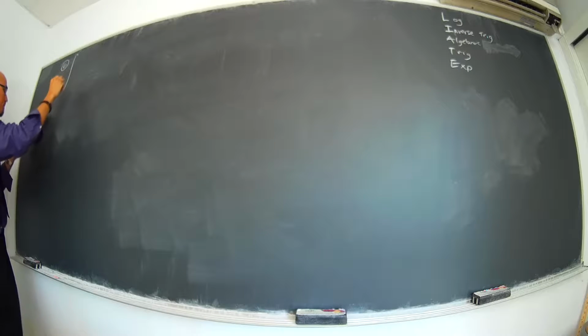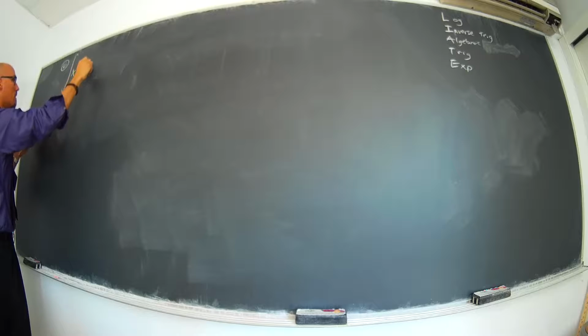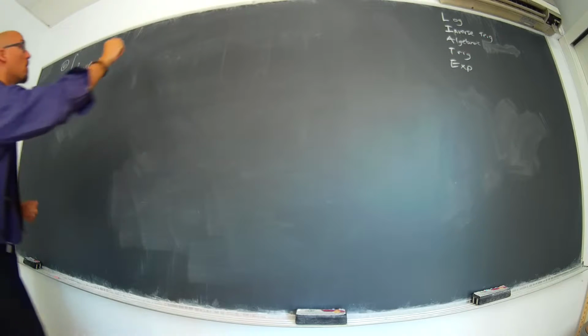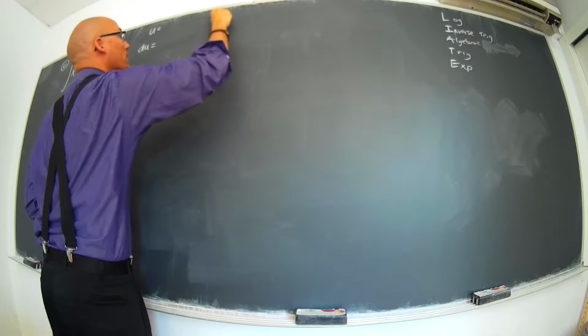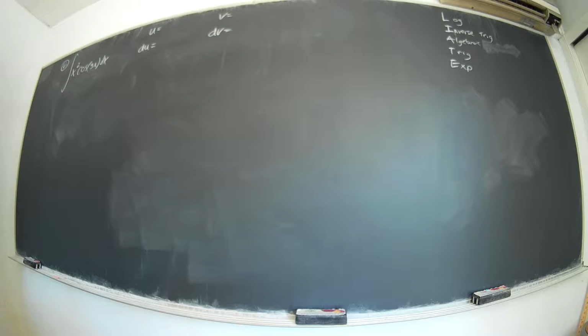Shortcut way. So u equals x squared, du equals 2x. u, du, v, dv. This is the setup every time. Are you in the habit of just writing those four things? Integration by parts. You already know that's what's going to happen.